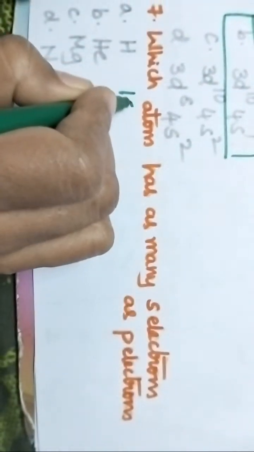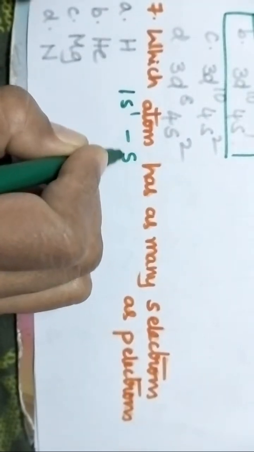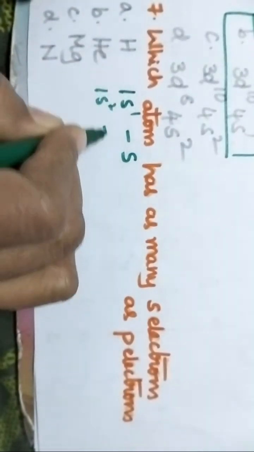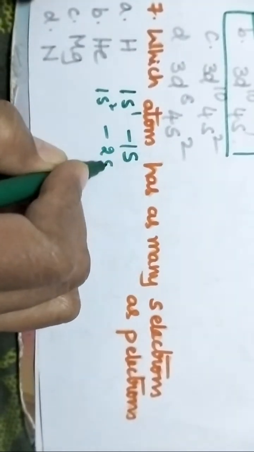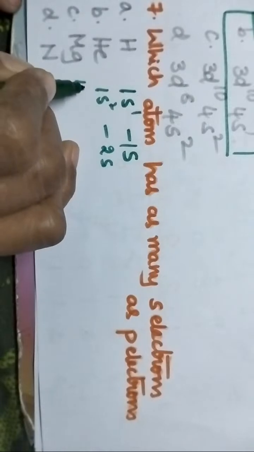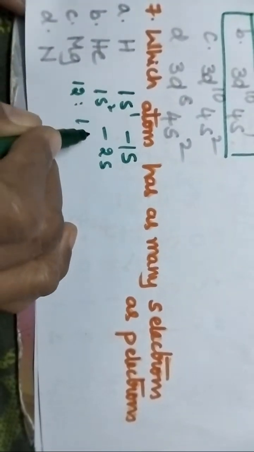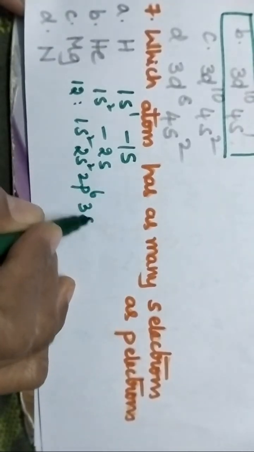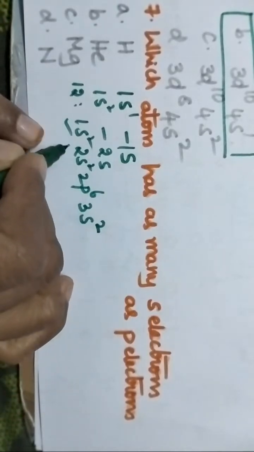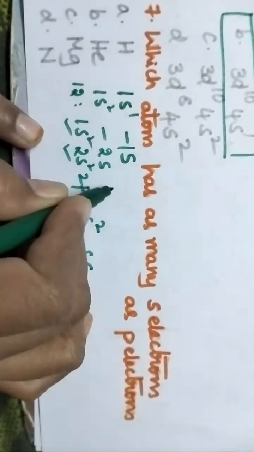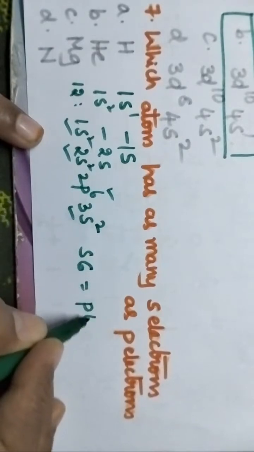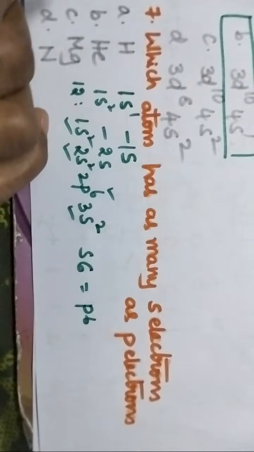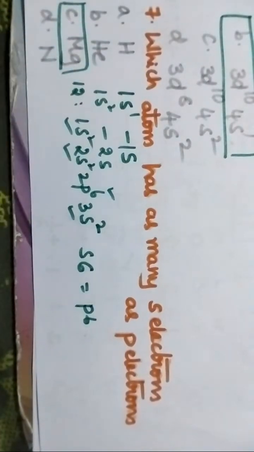Okay, hydrogen 1s1, only s electron is present. Helium 1s2, only 2 s electrons are present. Coming to magnesium, its atomic number is 12. Configuration is 1s2, 2s2, 2p6 and 3s2. So how many s electrons are present? 6. And how many p electrons are present? 6. So option C is the right answer. In magnesium, the number of s electrons is equal to the number of p electrons. Clear?